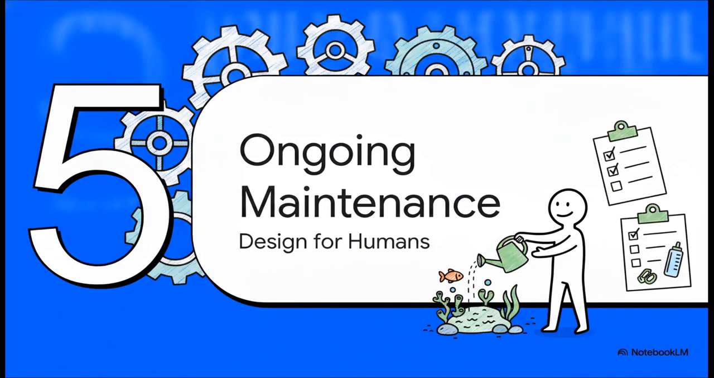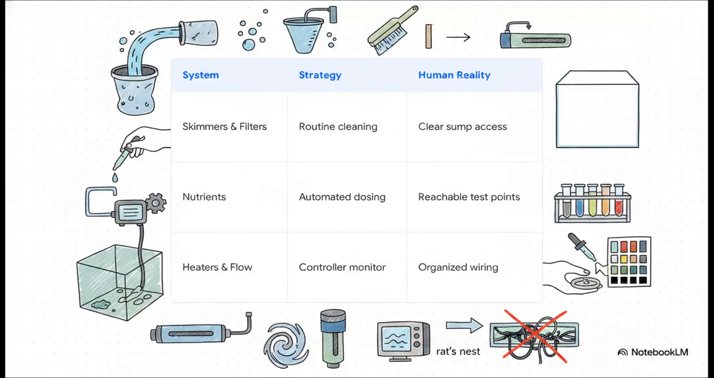Finally, we reach our last stop. Section 5, Mastering Ongoing Maintenance, Designing for Human Reality. Here is the truth. A perfectly engineered ecosystem only survives if the human caretaker can actually maintain it. You have to design for human reality.